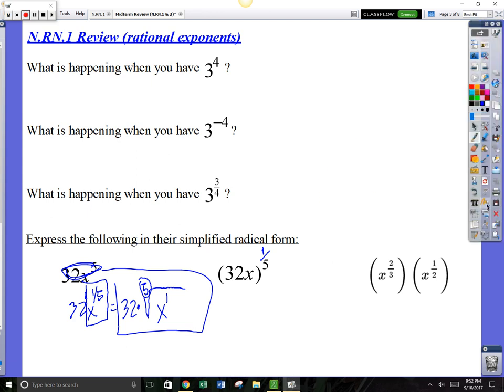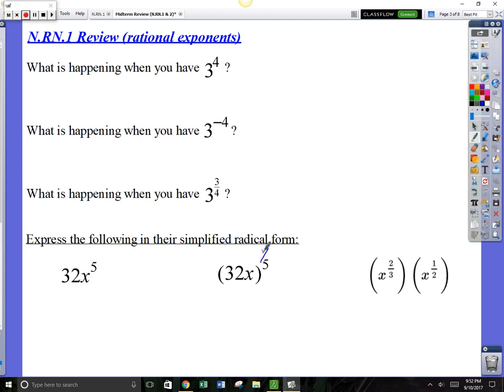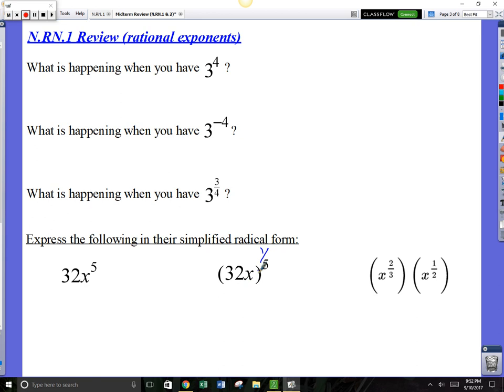Now, the difference is this is going to both the x and to the 32. It's going to everything in the parentheses. So it's like 32 to the 1/5 times x to the 1/5. Okay, now that's different than 32 to the 1 times x to the 1/5.